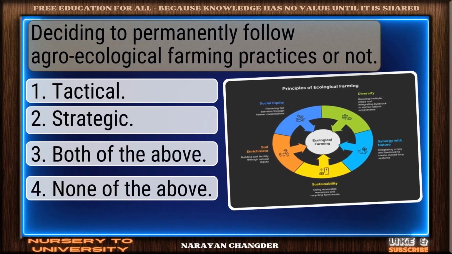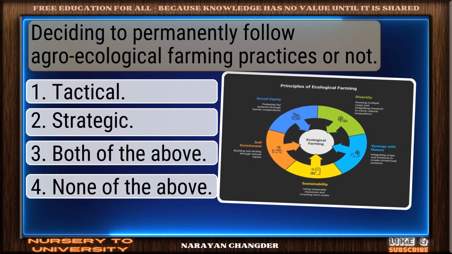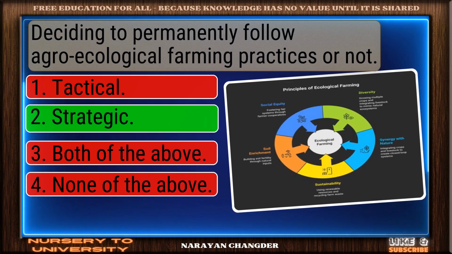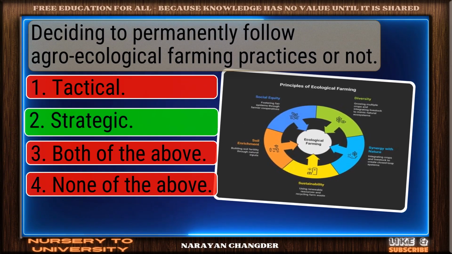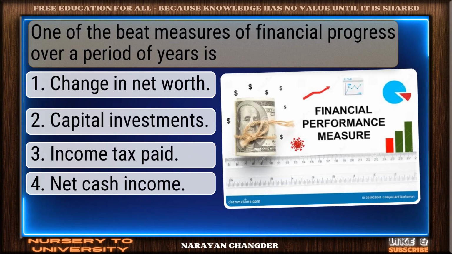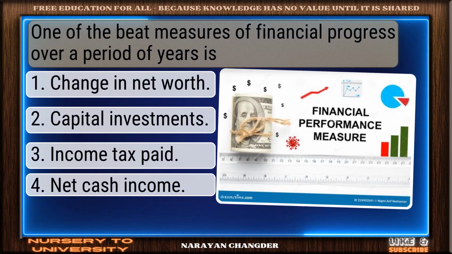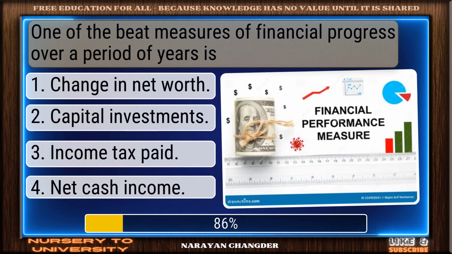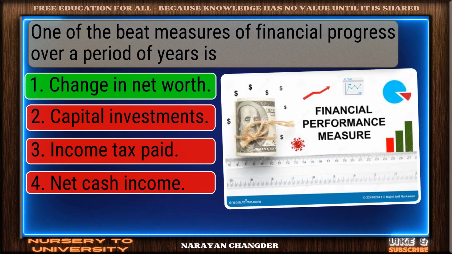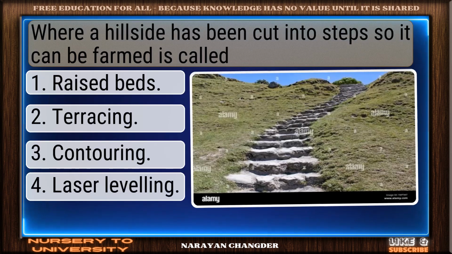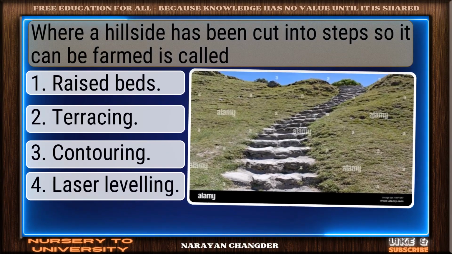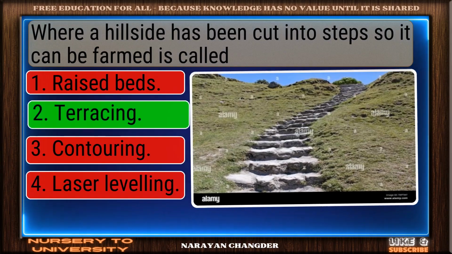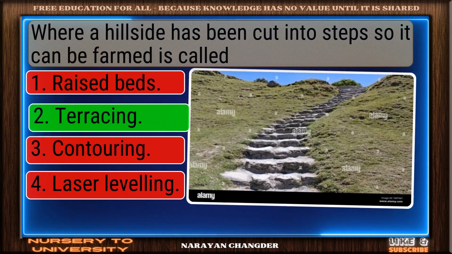Deciding to permanently follow agroecological farming practices or not. Clear logic. Your choice, strategic, is sound and 100% true. One of the best measures of financial progress over a period of years is? Correct. Change in net worth is the right answer. Where a hillside has been cut into steps so it can be farmed is called? Well done. Terracing is the right choice.